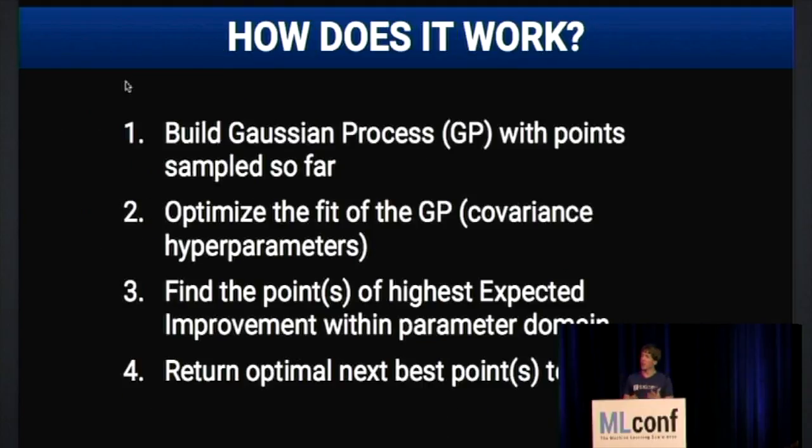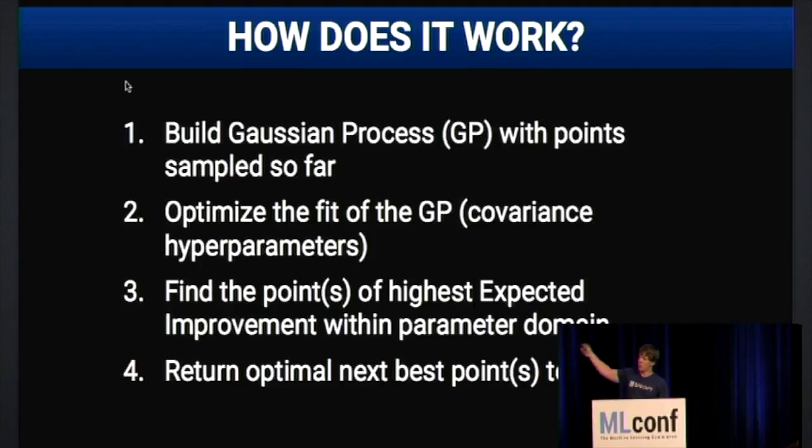So one particular path through that SMBO literature is Gaussian processes and expected improvement. This is how Mo works. This is how another open source package called Spearmint worked. But there's lots of different ways that you can apply these techniques, and there's lots of different methods behind them.